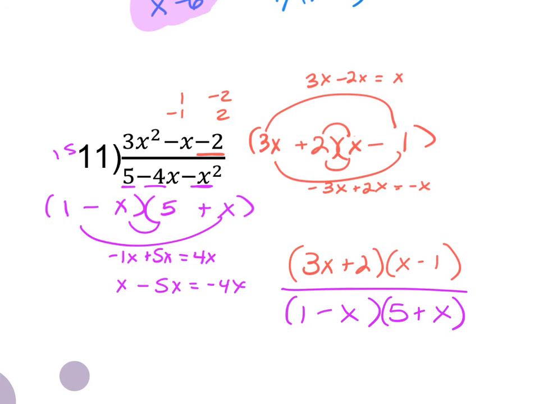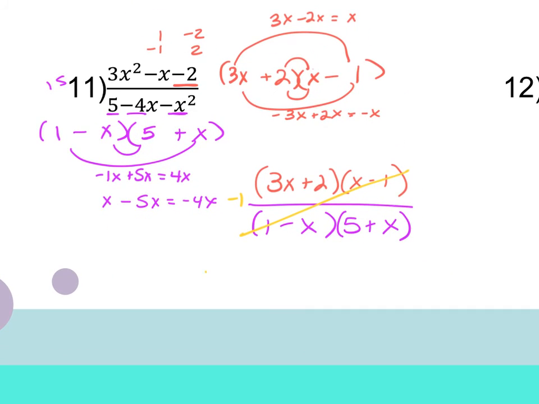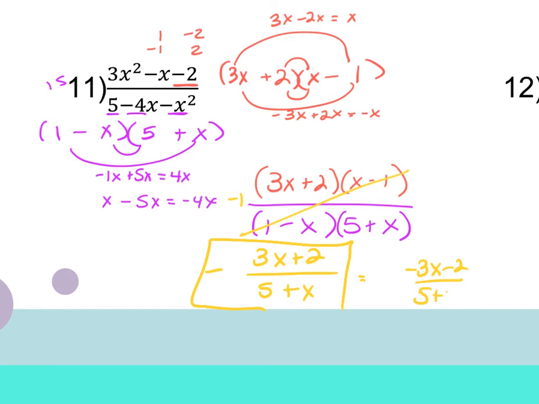Nothing is exactly the same, but again, we've got these opposites. So I'm going to put a negative 1 on the front, and I'd end up with negative 3x plus 2 over 5 plus x. Or I can distribute that negative in, and I can use either of those answers. The first is less work, so use it, okay? You don't have to distribute the negative in.